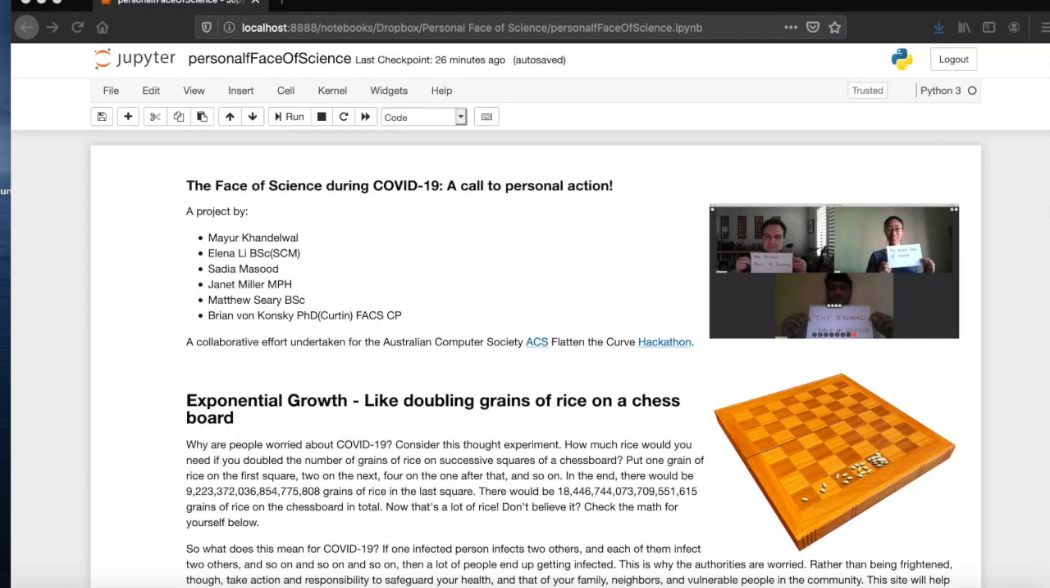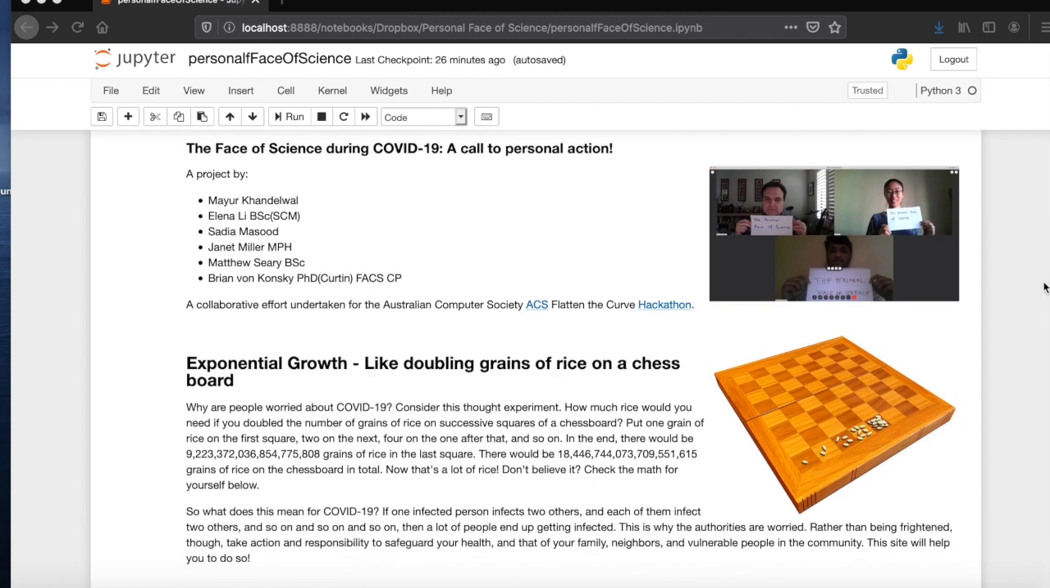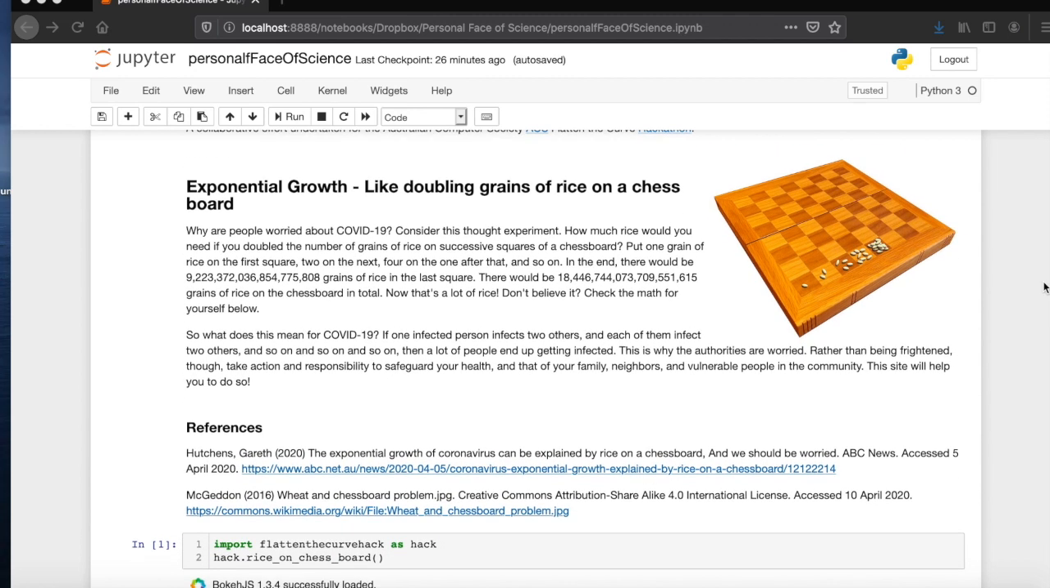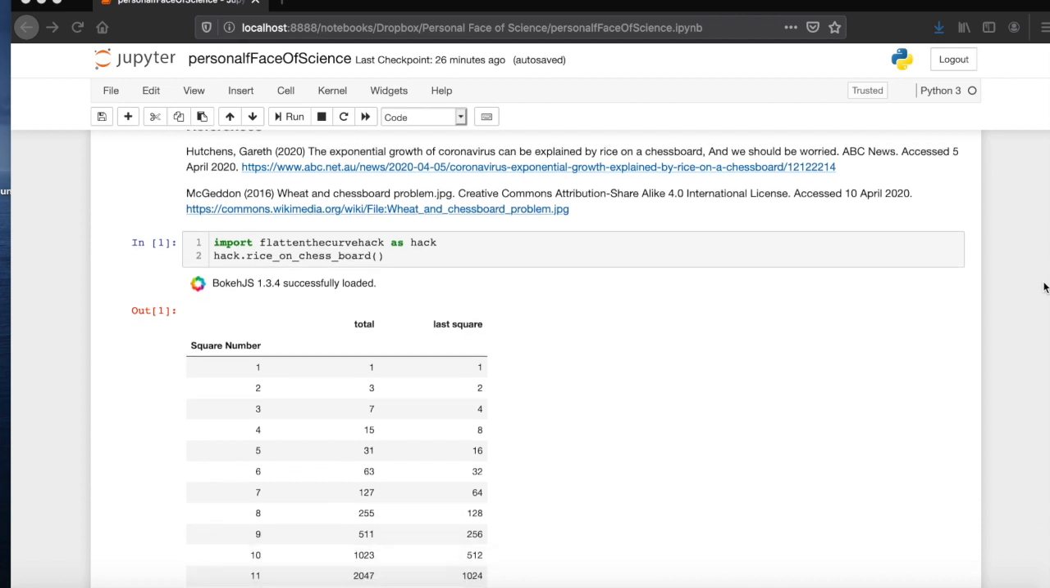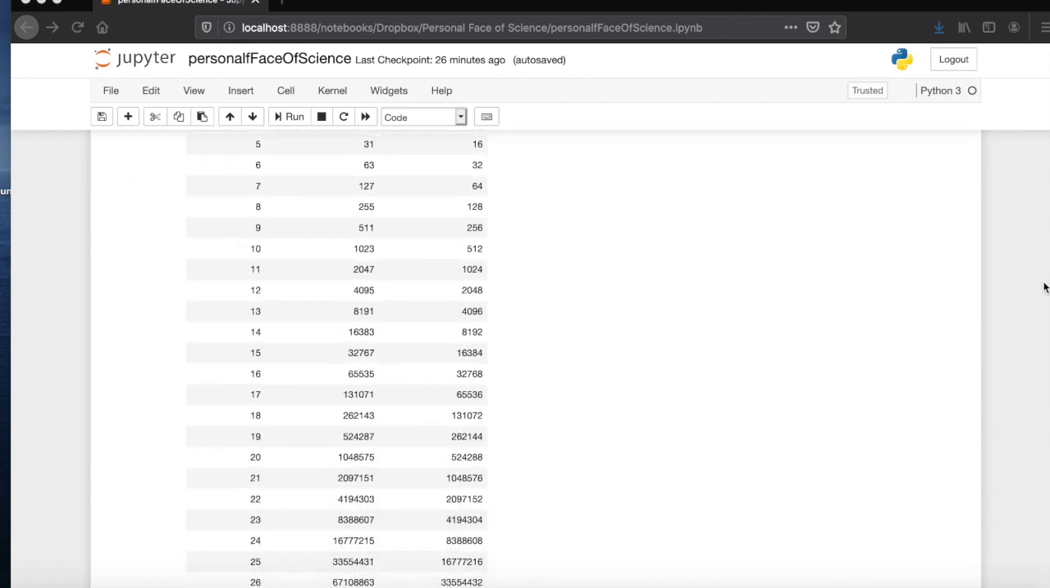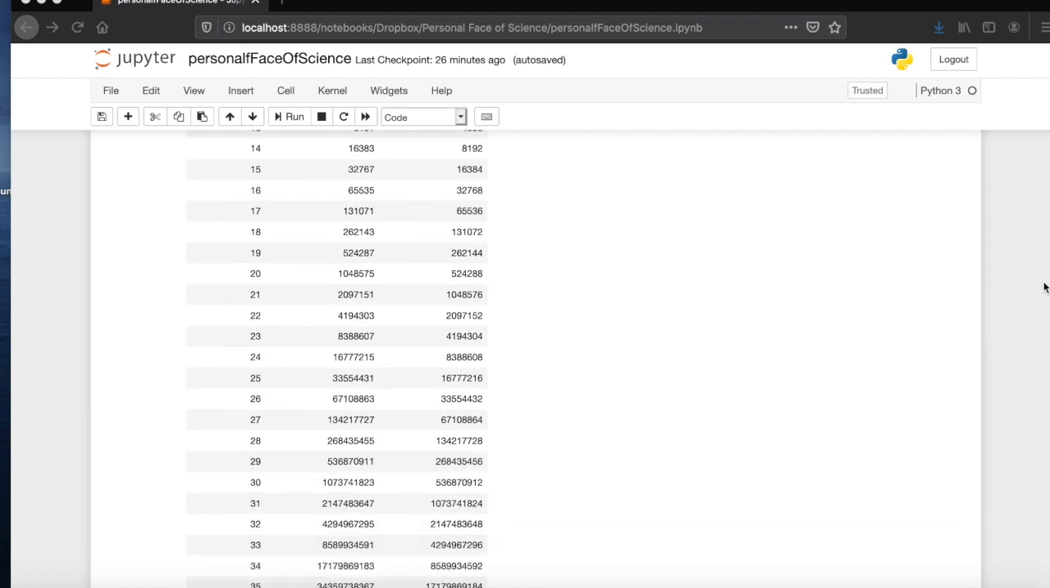Here's our solution for the ACS Flatten the Curve Hackathon. It's powered by Jupyter Notebooks to create the dynamic visualizations. We begin with the classic thought experiment that's often used to describe exponential growth. If you put grains of rice on a chessboard, how many grains of rice would you need if you doubled the number of grains in successive squares? And the answer is a whole lot. This page helps people to appreciate that and how many people might be infected if someone with COVID passes it on to only 2 other people.